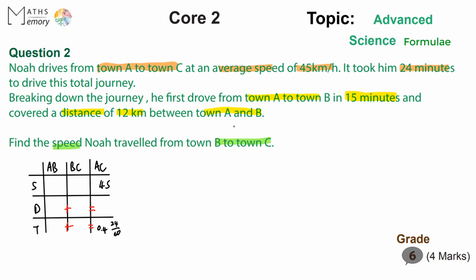What else do we have? A to B is 15. So A to B, your single column over here, 15 minutes. This is 15 over 60 as well. It's a bit easier to do, 0.25. Okay, look at the decimals, by the way, not the brackets. And 12 kilometers over here. Right, now we want to find out what? We want to find out the speed from B to C.